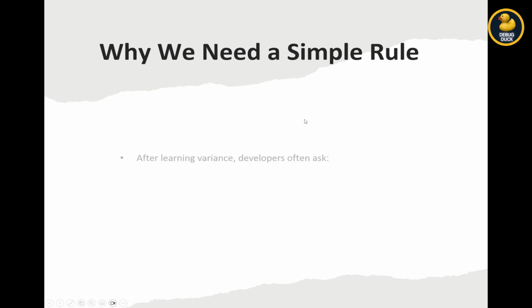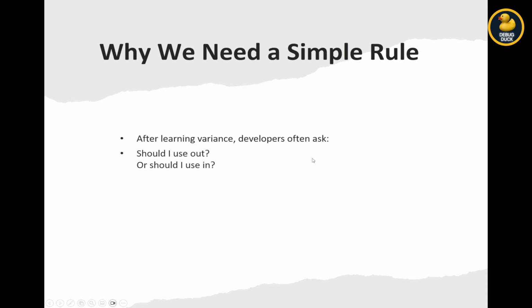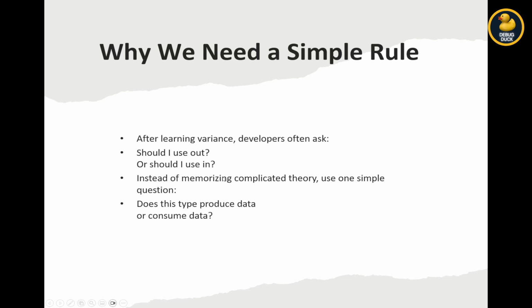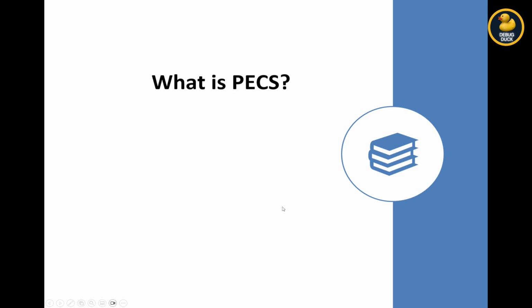Why do we need this rule? After learning variance, developers often ask, should I use out or should I use in? Instead of memorizing complicated theory, use this simple question: does this type produce data or consume data? That's the foundation of PECS.